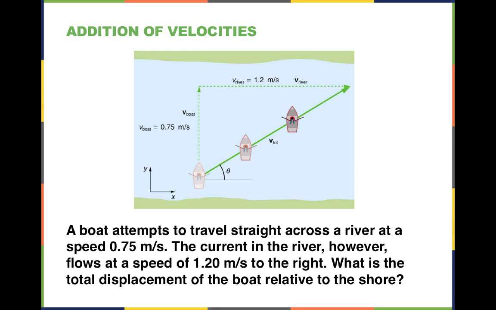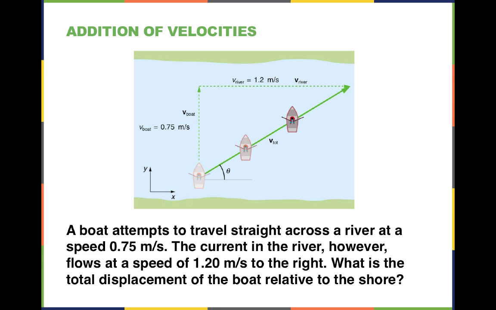Okay, let's look at another example. Here's the boat we were talking about, and I'm going to let you work on this. But notice that we have a boat that's being rowed at 0.75 meters per second, and the current of the river is 1.2 meters per second. And what we want to know is what is the actual V total, or the velocity that we're looking at. And then you can also take a look at the displacement relative to the shore.